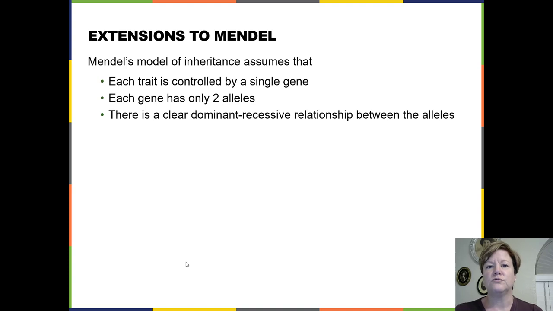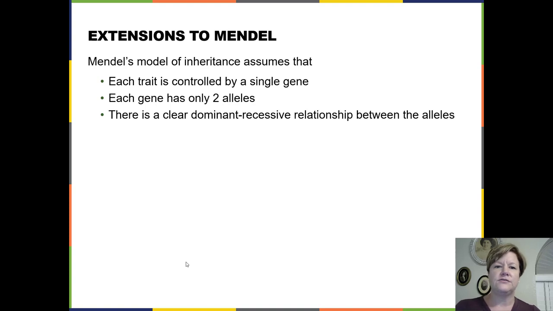His rules were rediscovered in 1900 by four different groups who had performed similar kinds of experiments, and they then found his research and understood it. But Mendel's model assumed basically that every trait could only be controlled by one gene, which is very simplistic. A lot of traits are controlled by the collective input of multiple genes, not just multiple alleles, but multiple genes on all different chromosomes.